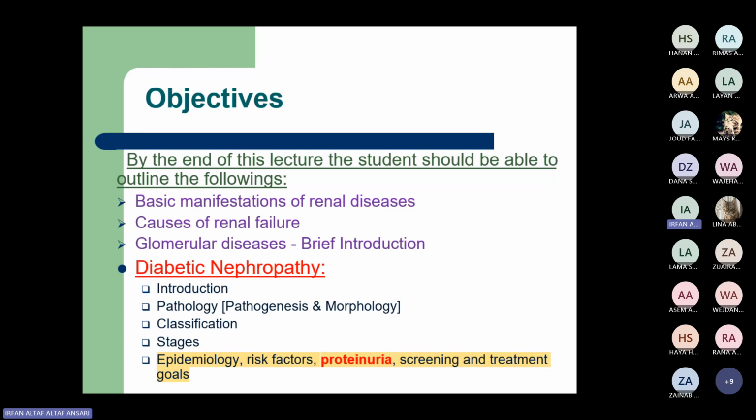But one lecture is required for one single disease, okay? We don't have that much time to discuss glomerular diseases. We'll just see a brief introduction about the glomerular diseases. Then we'll come to our topic related to the case, diabetic nephropathy, where you have its introduction, pathogenesis, morphology, classification of diabetic nephropathy stages, then epidemiology, risk factors, what is proteinuria, why proteinuria is highlighted over here, and then we are going to discuss screening and treatment goals. Okay.